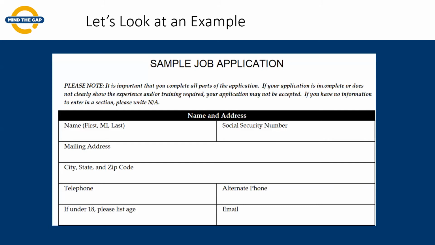Let's look at an example. At the top of this job application, they have the instructions listed. They are very important. You can see here it says if your application is incomplete or does not clearly show the experience and or training required, your application may not be accepted.